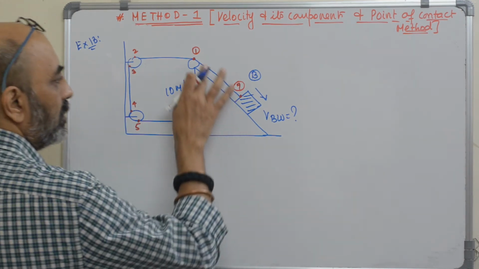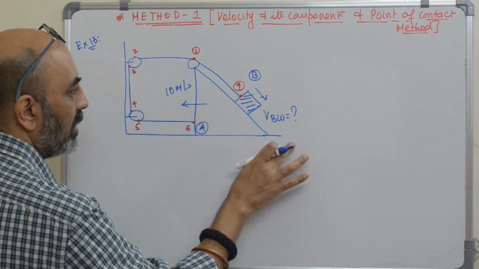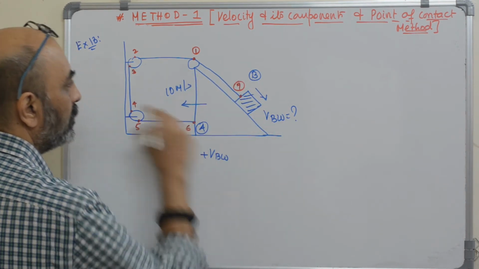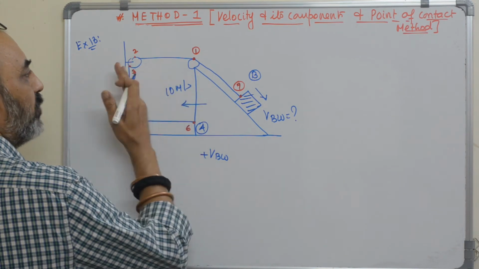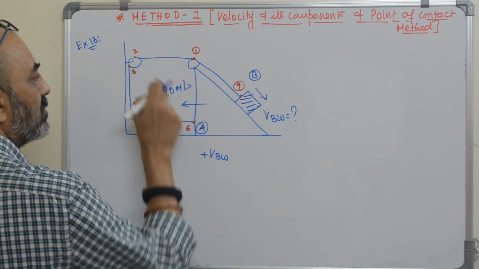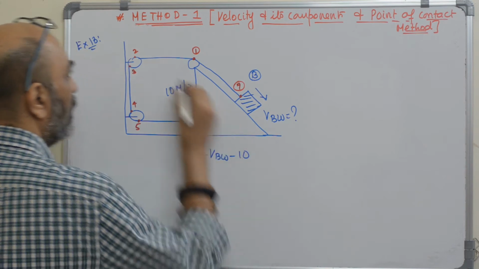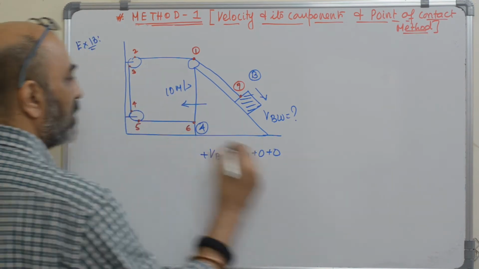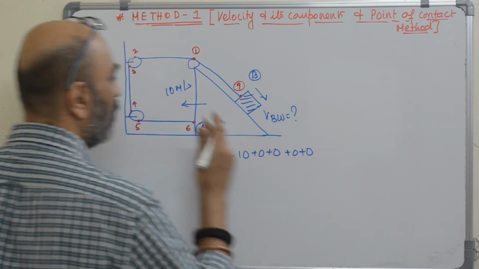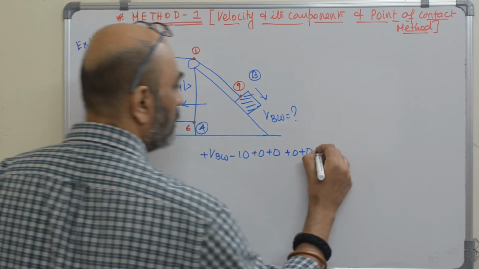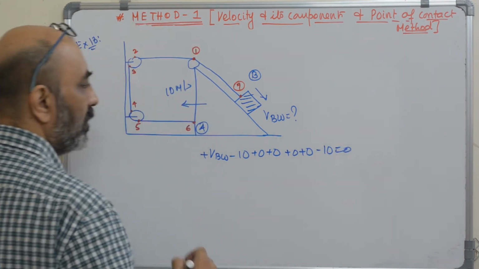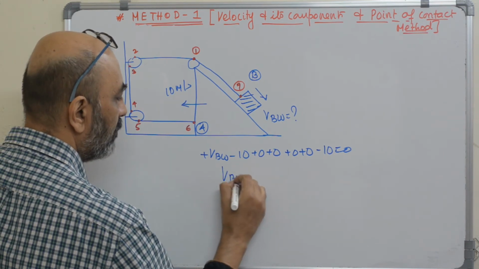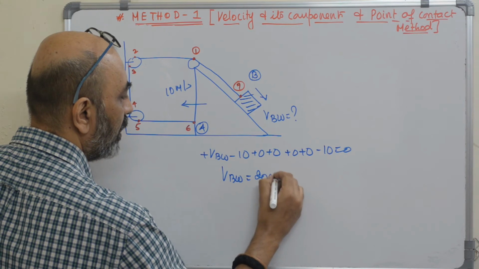From 7, this is going down, so if it is going down, the length is increasing, so it will be plus VBW. Wedge is moving in that direction, so the length over here is decreasing, so minus 10. Rest, plus 0, rest, plus 0, moving in that direction, minus 10 equal to 0. So we will have VBW as 20 meter per second.